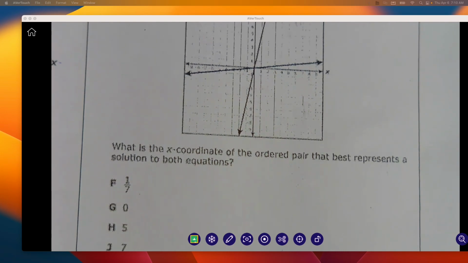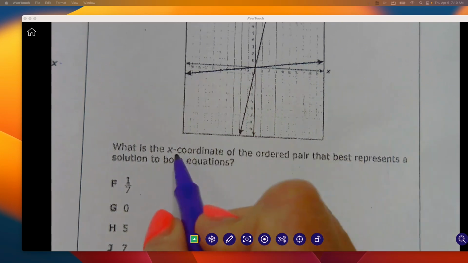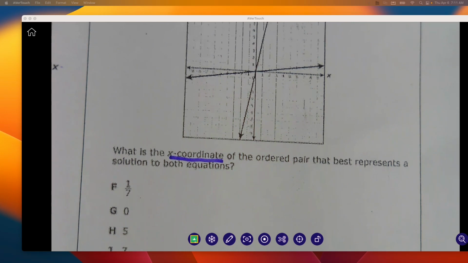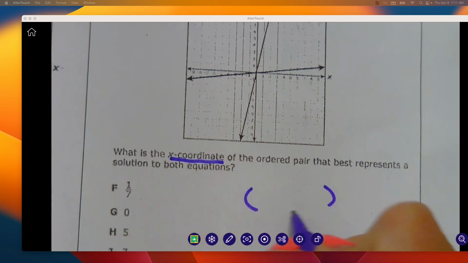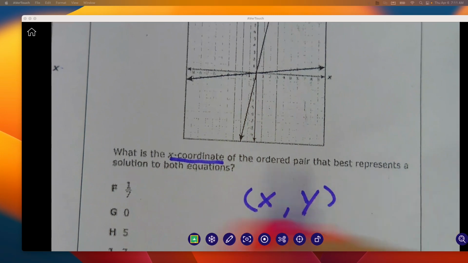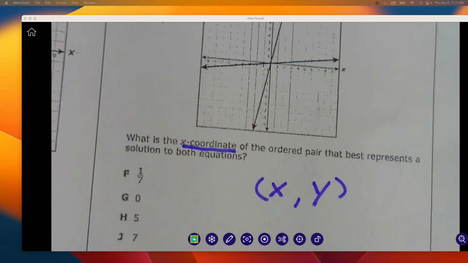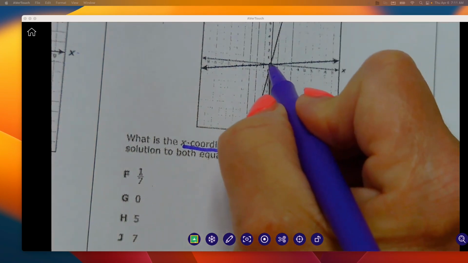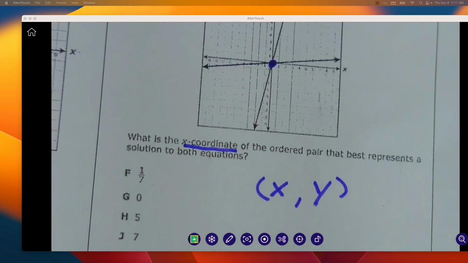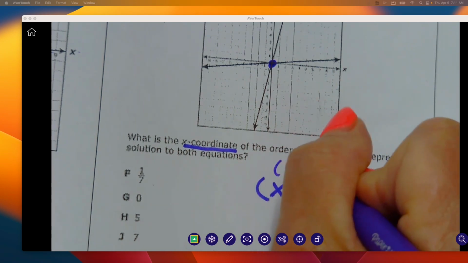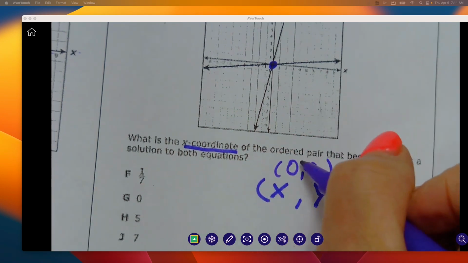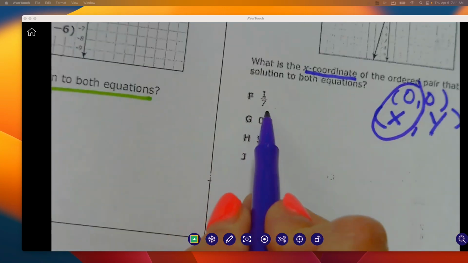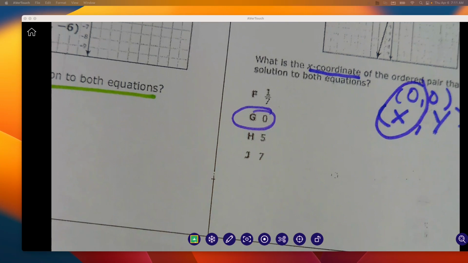Okay, let's see if you're right. It's asking, what is the x coordinate? So it's not asking for the ordered pair. They're just wanting to know the x of the ordered pair. So when you write your ordered pair, remember the x value is the first number. Okay, so you're literally looking at the two lines and you're looking to see where they intersect. And guys, they intersect at the origin at 0, 0. But you're only looking for that x value, that first number, which is 0. So hopefully you picked letter G.